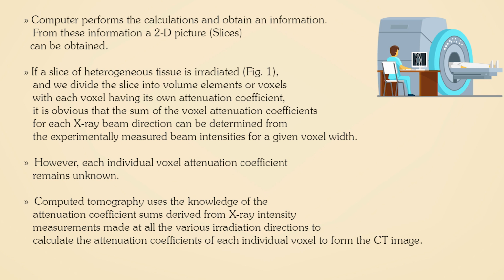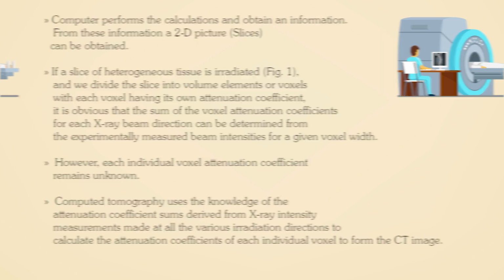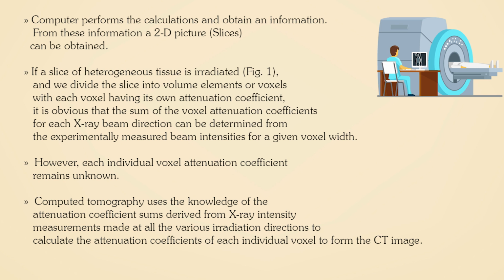If a slice of heterogeneous tissue is irradiated and we divide the slice into volume elements or voxels, with each voxel having its own attenuation coefficient, it is obvious that the sum of the voxel attenuation coefficients for each X-ray beam direction can be determined from the experimentally measured beam intensities for a given voxel width, and you can see this process in figure 1.